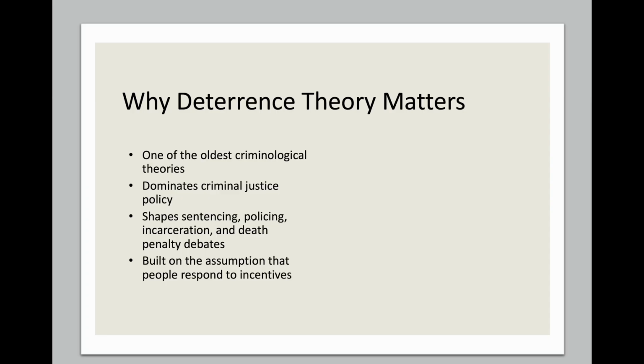If the probability of getting caught increases, people should think twice. If punishment is severe enough, people should be afraid to offend. If punishment comes quickly after the offense, people should connect the punishment to the behavior and avoid doing it again. So that's the basic logic. But this immediately raises a more complicated question. Do people actually think this way before committing a crime?